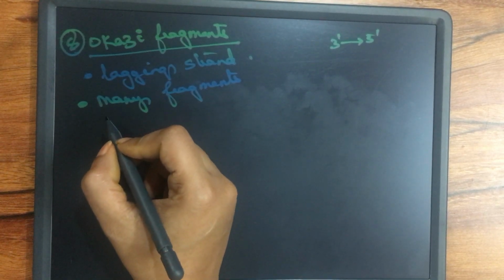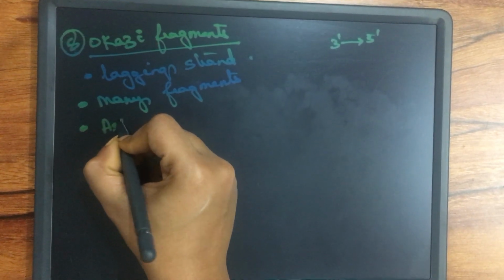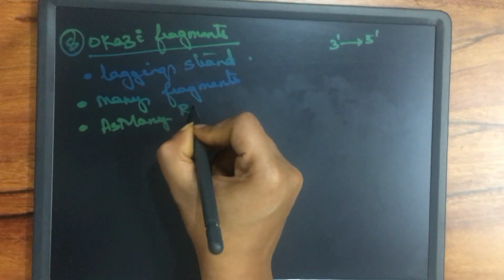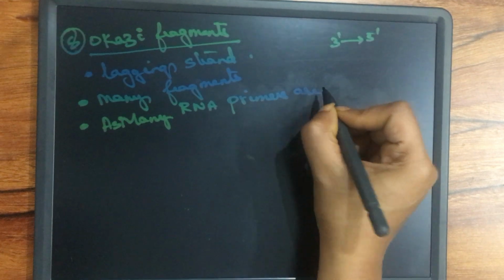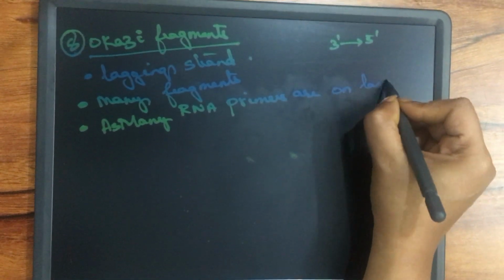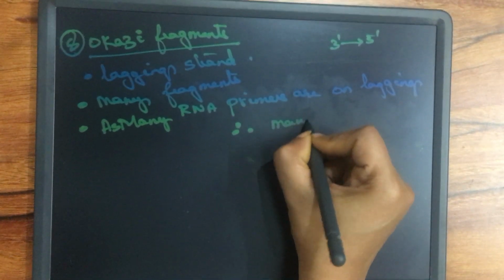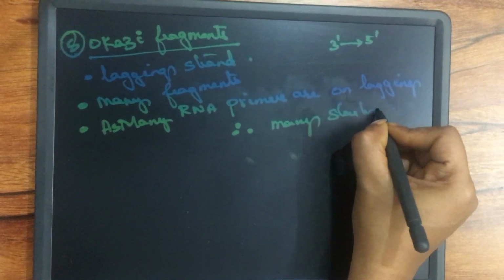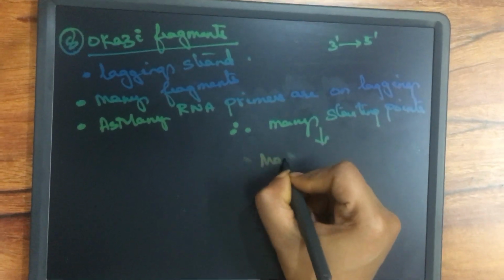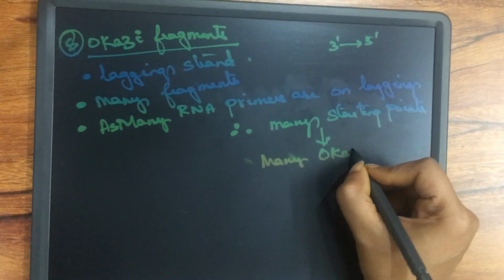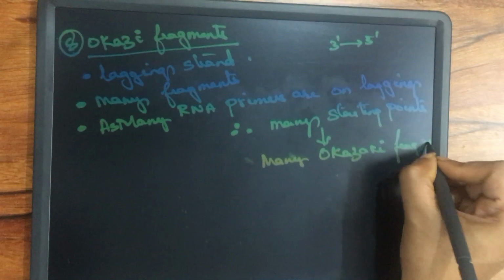Okay, as many RNA primers are on the lagging strand, therefore many starting points, which results in many Okazaki fragments.